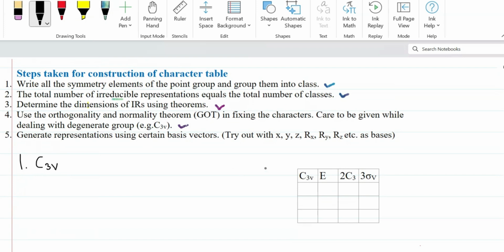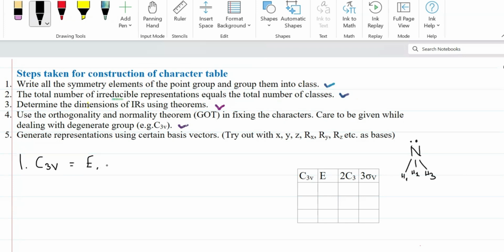So C3v belongs to which molecule? The most commonly used example is ammonia, with H1, H2, and H3. It is trigonal pyramidal in shape, which has the C3v point group. The various symmetry elements which have been evaluated for this molecule are listed over here.